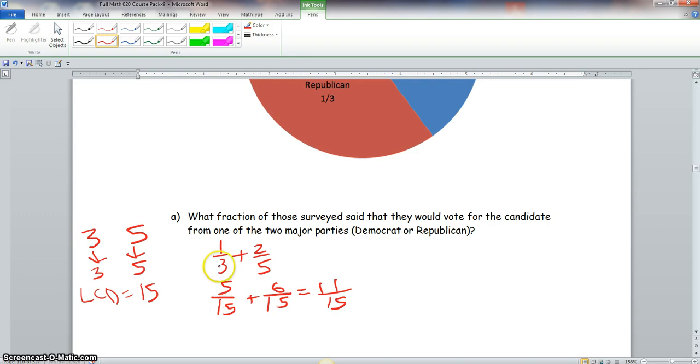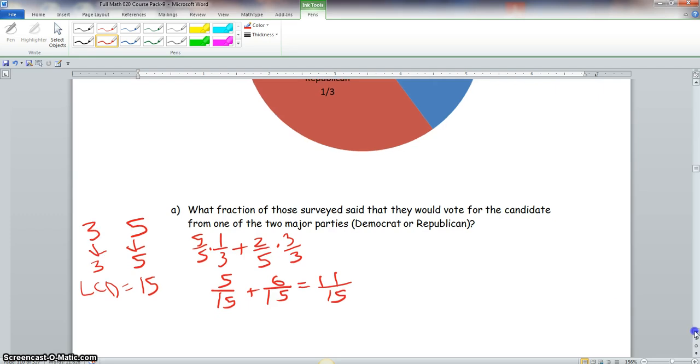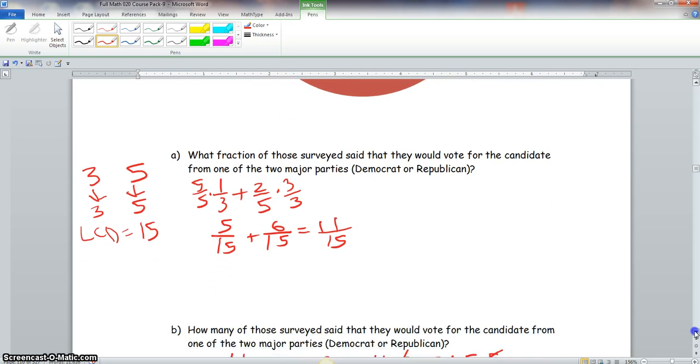15, the new denominator divided by the old denominator. 15 divided by 3 is 5, and we multiply by the numerator, which is 5. So we're really multiplying this by 5 over 5. 15 divided by 5 is 3, so we multiply this numerator and denominator by 3. So 5 times 1 is 5, and 2 times 3 is 6. We carry over our 15, and 5 plus 6 is 11. So our final answer is 11/15.